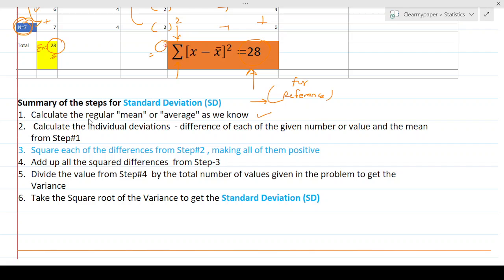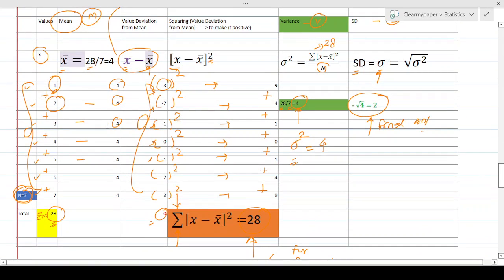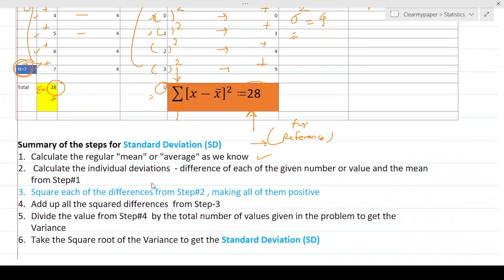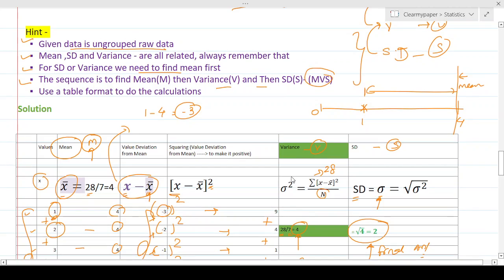The first thing is to calculate the regular mean or average, which is what we did, calculating x bar, or MVS, the M part. And then we take the individual deviations, which is the difference between the number and the mean, like how I explained in the number line over here. We took that individual difference, which is x minus x bar.